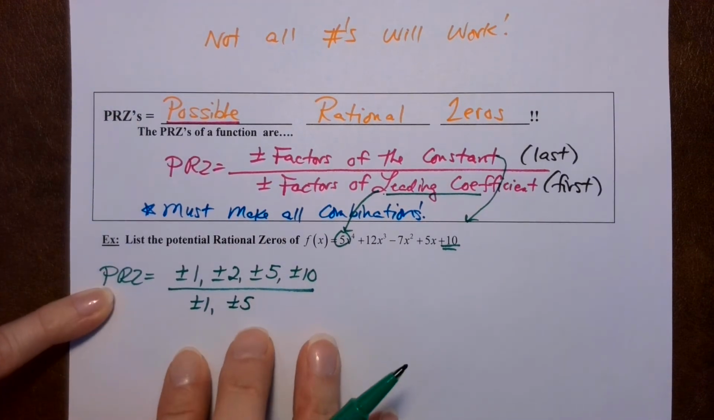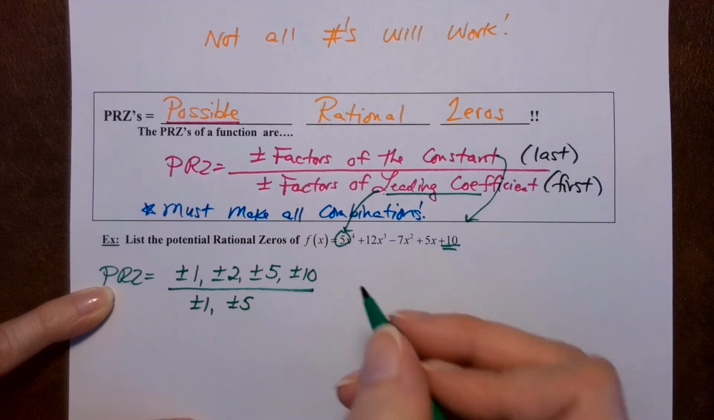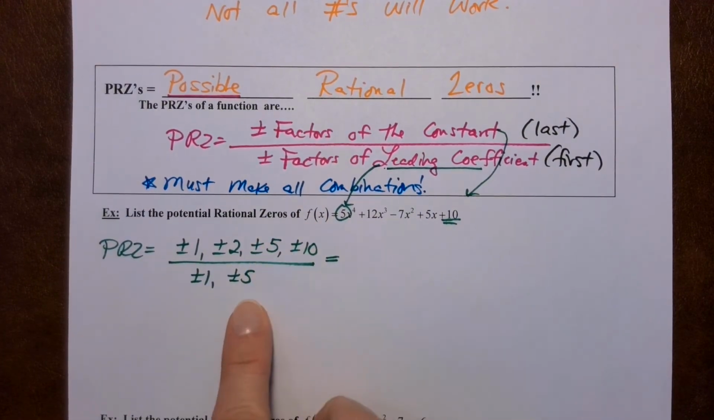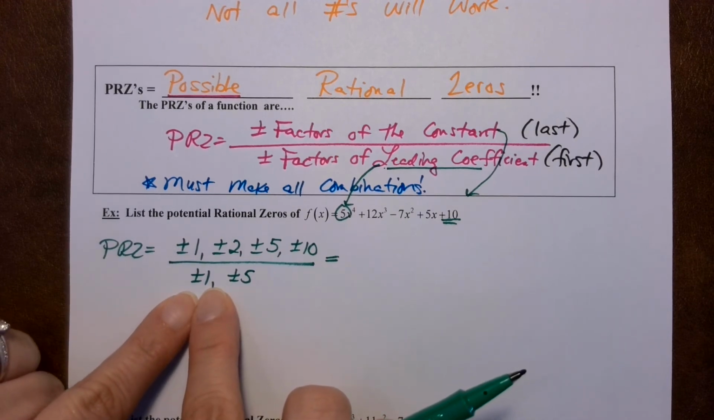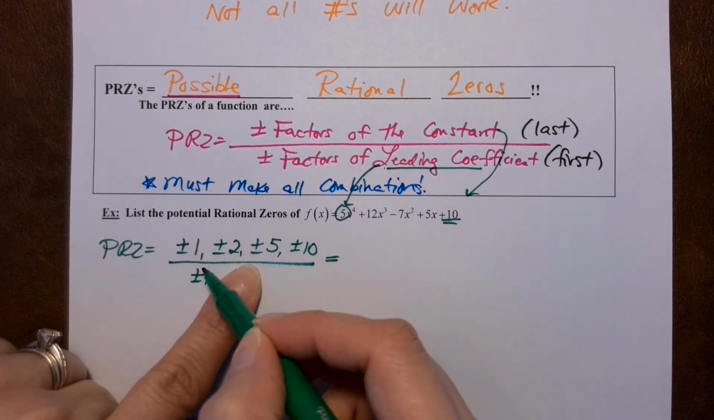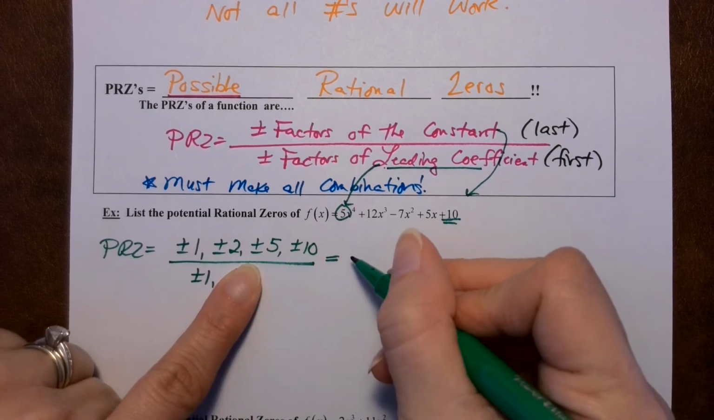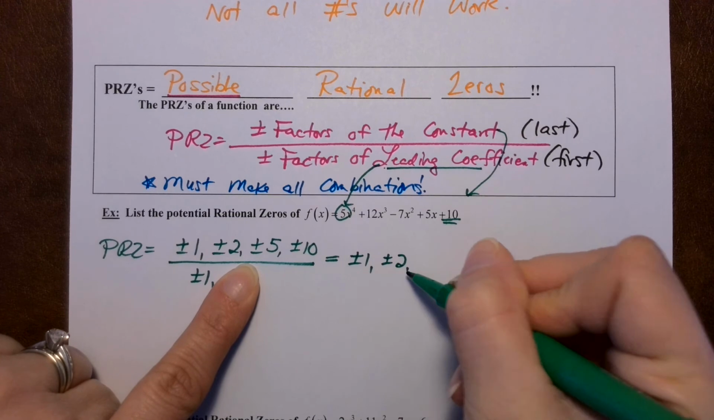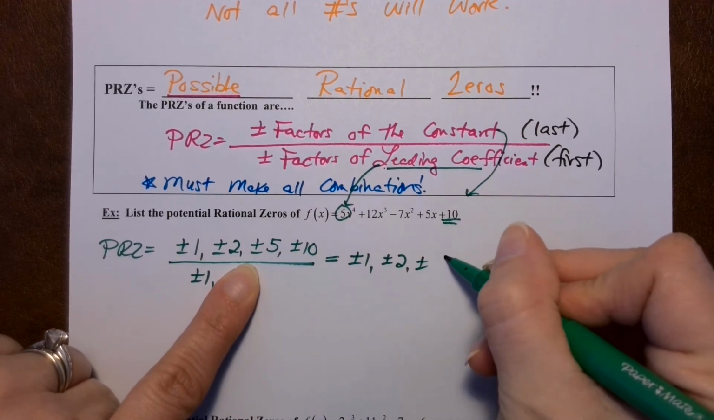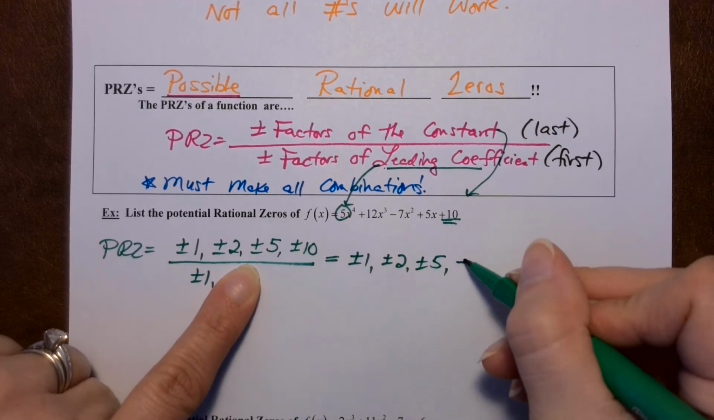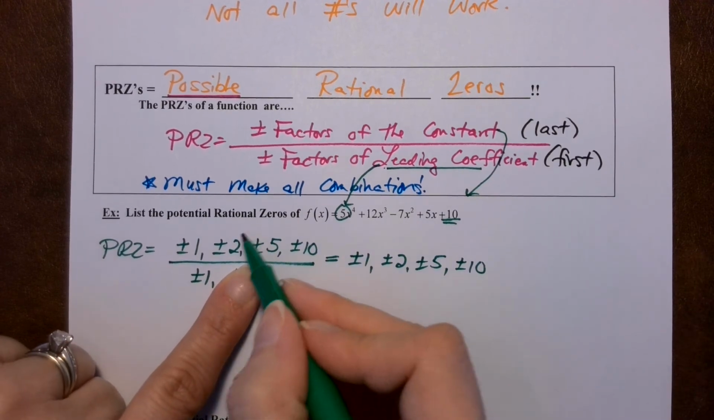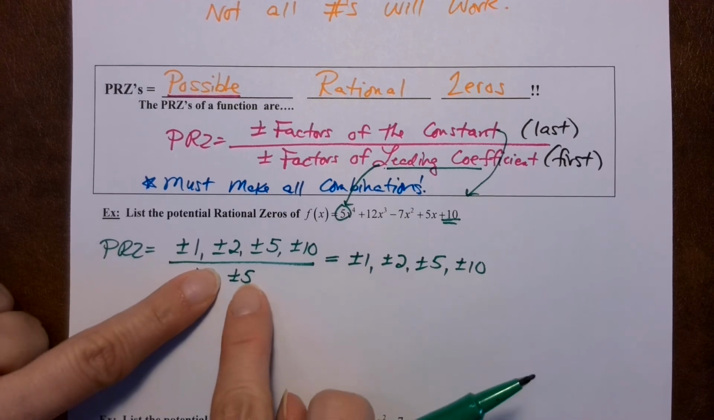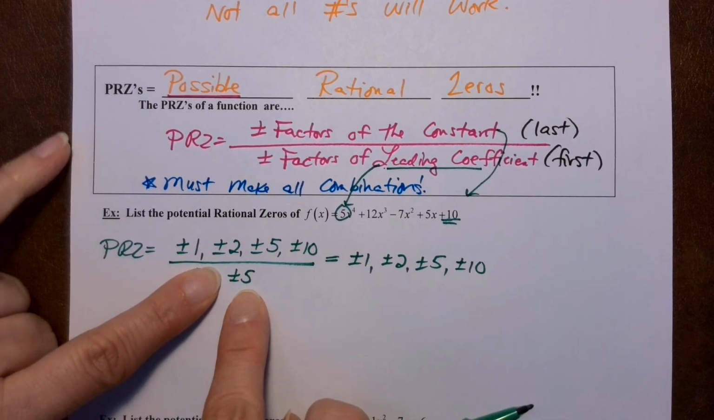But now we have to make all the possible combinations. So now we have to put all these numerators with all these denominators. Let's start with 1. That's easy. Let's divide all of them by 1. 1 divided by 1 is plus or minus 1. 2 divided by 1, 5 over 1, that's plus and minus 5, plus and minus 10. I've taken every possible combination with the 1. Now I have to divide all of them by a 5.